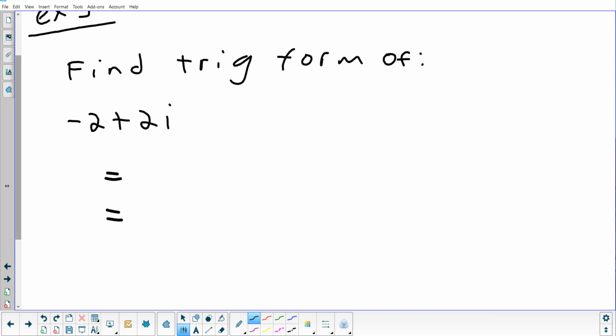First, can someone just remind me, what are the 2 things that you need to write a complex number in trig form? It's not an x and a y. We want to get rid of the x and the y. Yep. The radius and theta. Yep, we need the radius and we need the theta. They're totally separate. You can do either one of them first. I like to do r first.